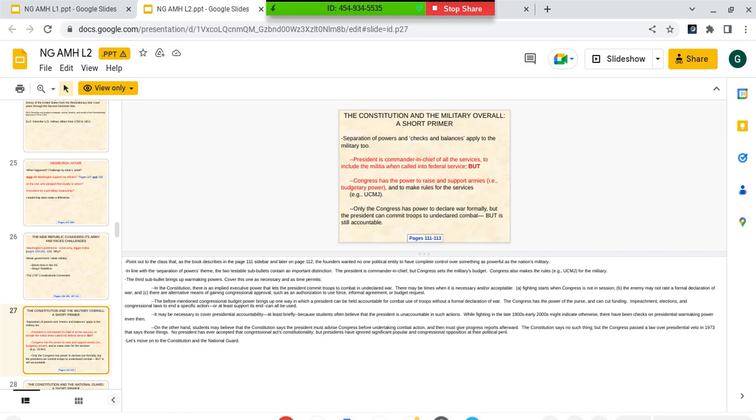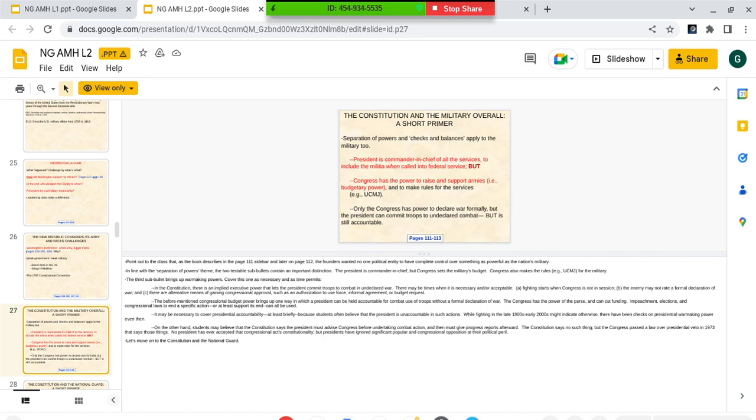The way they structured the military after this, the president was the commander-in-chief of all the services, including the militia, when it's called into federal service. However, Congress has the power to raise and support armies. So basically, Congress has the ability to fund armies and to come up with the plan for how to train them, and the president has the ability to be a commander of the militia once they're called onto federal missions and federal status.